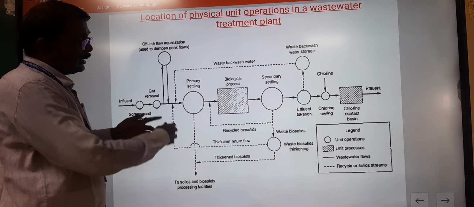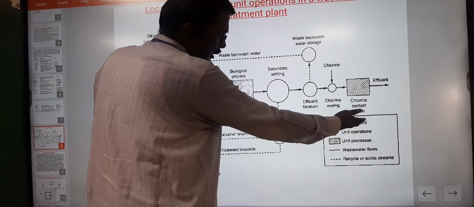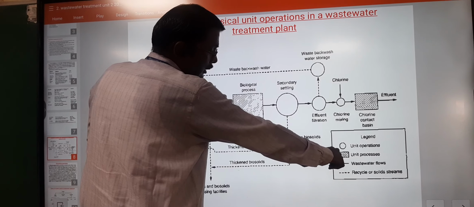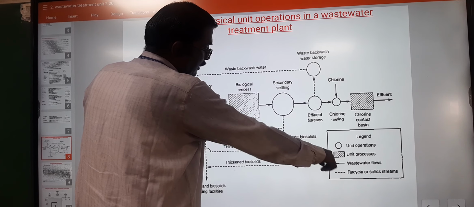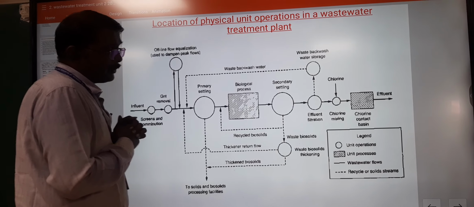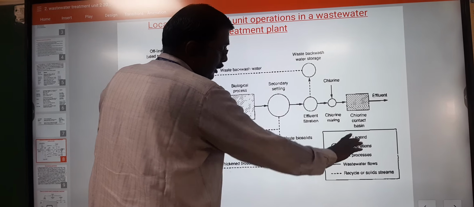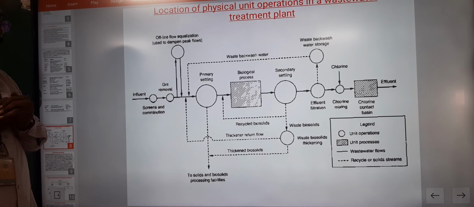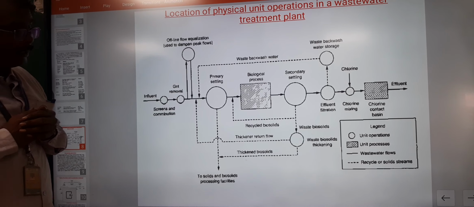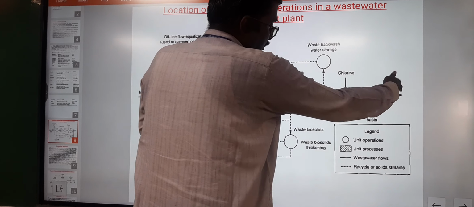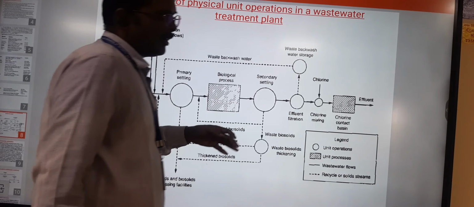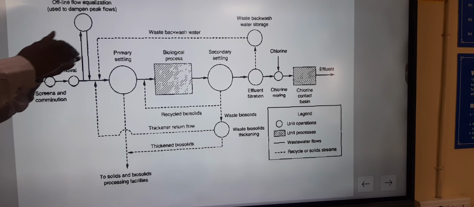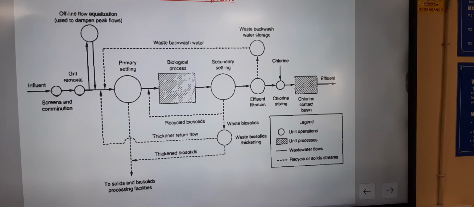As you can see in the legend given here, the circle represents the unit operations. The rectangle with stripes inside is nothing but the unit processes, where a chemical reaction will take place. It may be a chemical reaction or a biological reaction, whatever it is, it will take place. Then the effluent that comes from this plant cannot be used for drinking purposes because it has to go through another level of treatment, like tertiary treatment.